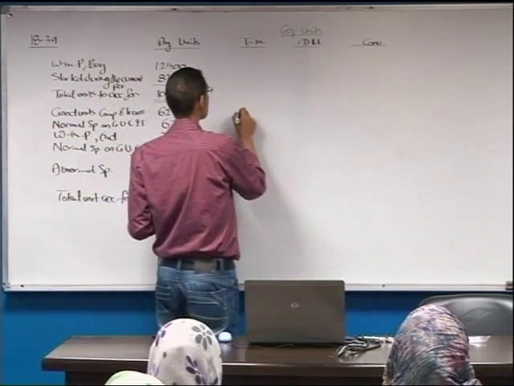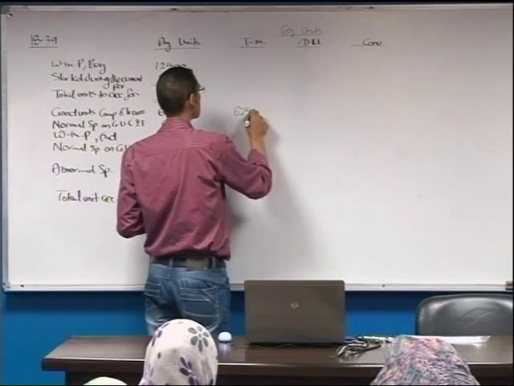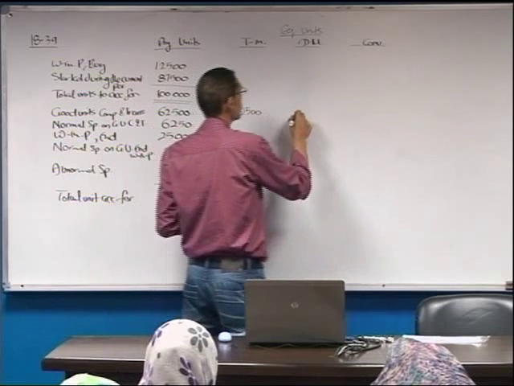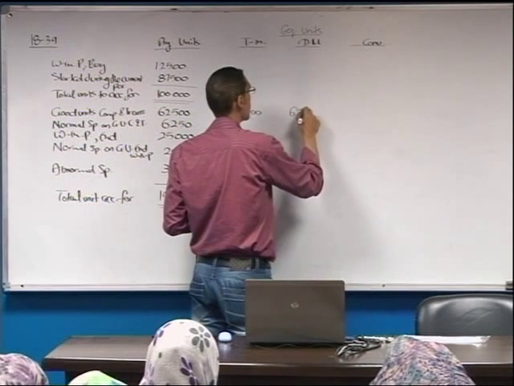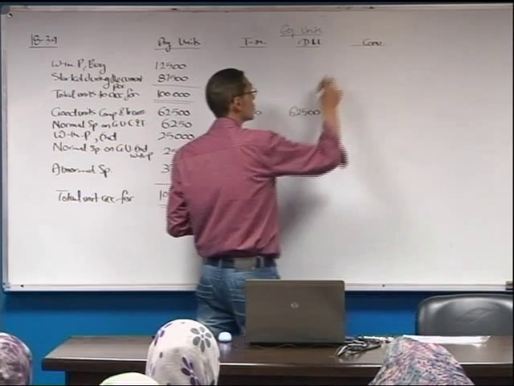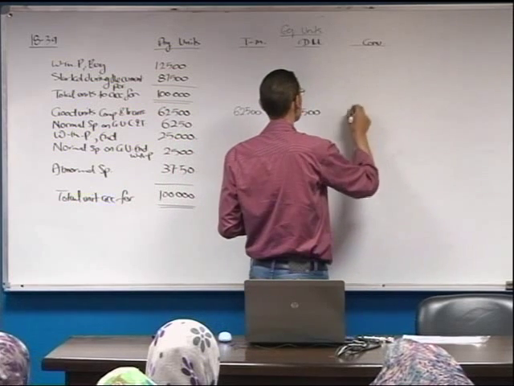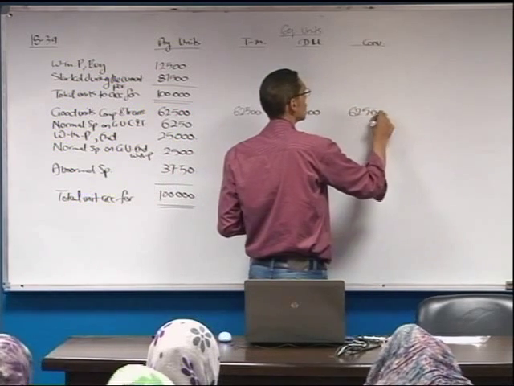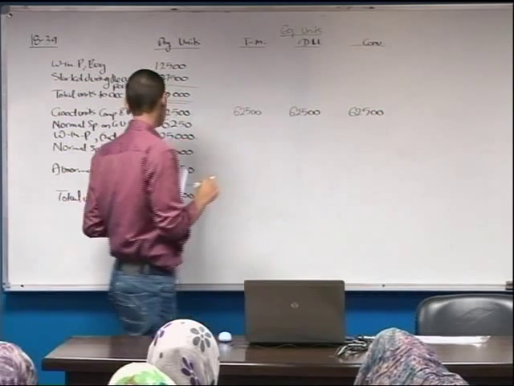Therefore, as transferred units, they took 100%. Therefore, 62,500. They took 100% of direct materials, 62,500, and took 100% of conversion cost, 62,500.